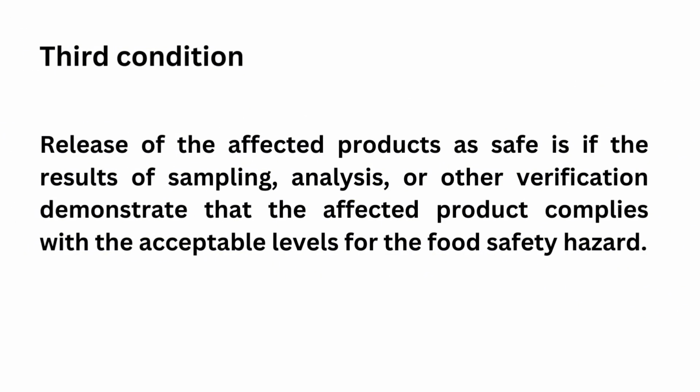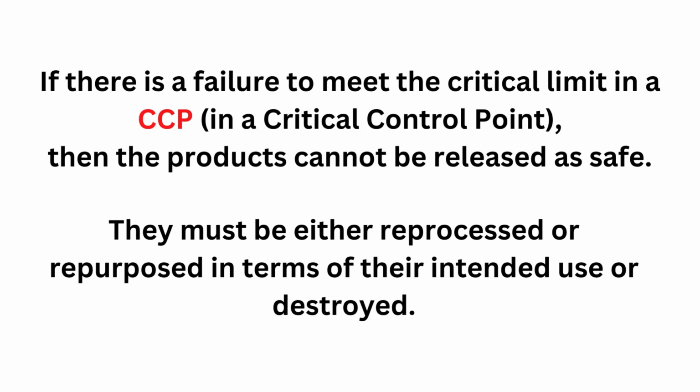The third condition that allows the release of the affected products as safe is if the results of sampling, analysis, or other verification demonstrate that the affected product complies with the acceptable levels for the food safety hazard. If there is a failure to meet the critical limit in a CCP, in a critical control point, then the products cannot be released as safe. They must be either reprocessed or repurposed in terms of their intended use, or destroyed.